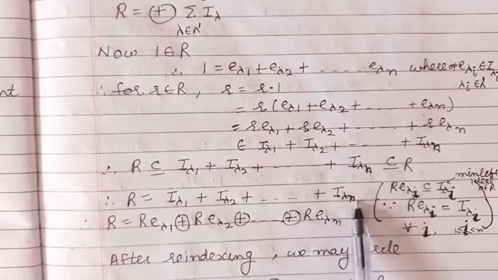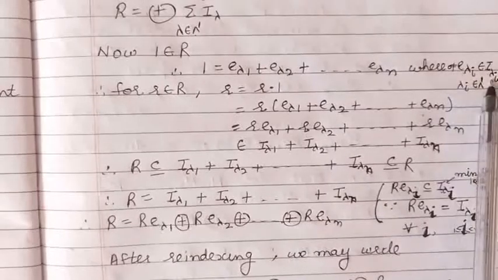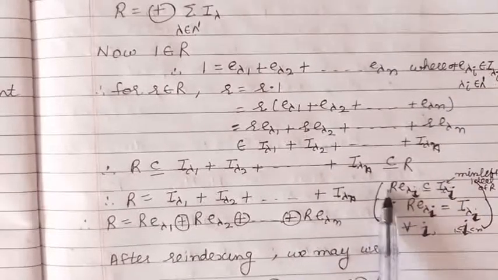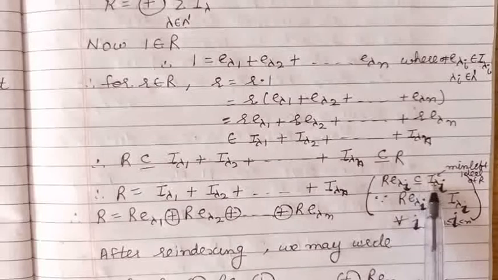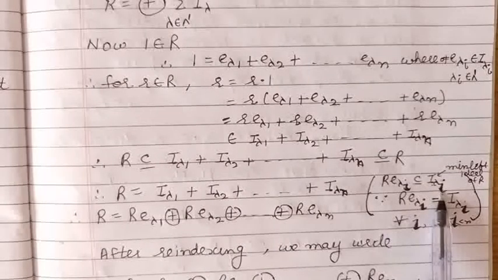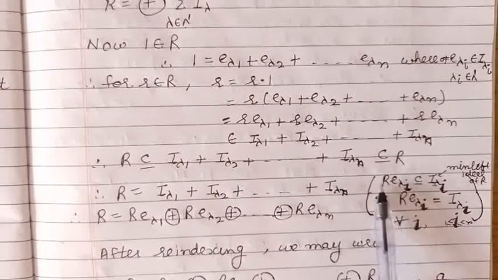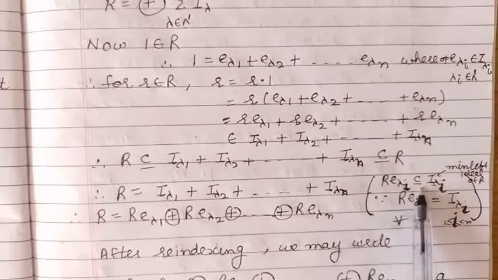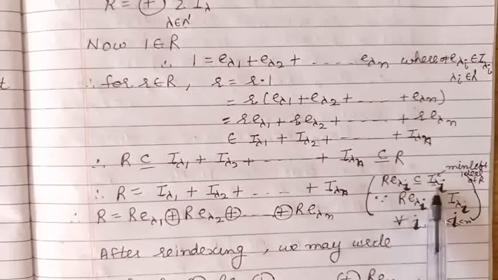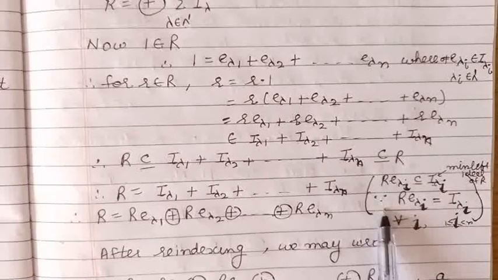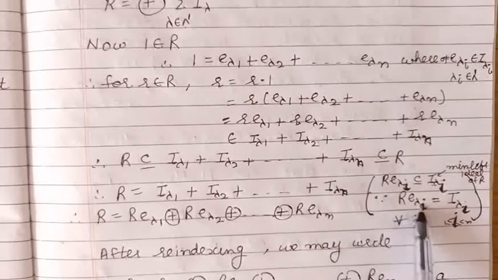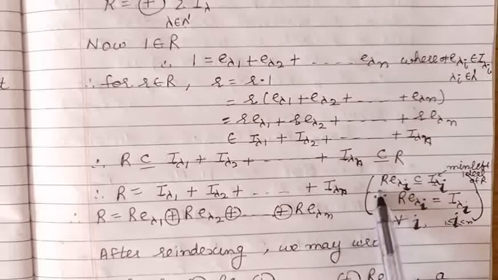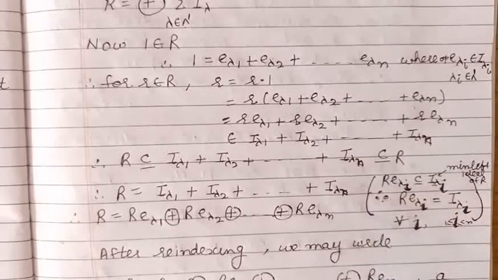Now the elements E lambda i belong to I lambda i. So R E lambda i will be contained in I lambda i, and these I lambda i's are the minimal left ideals of the ring R. So by definition of minimal left ideal, if the ideal R E lambda i is contained in I lambda i, then they must be the same. So we can say that the ideals I lambda i will be the same as the ideals R E lambda i by definition of minimal left ideal of the ring R.